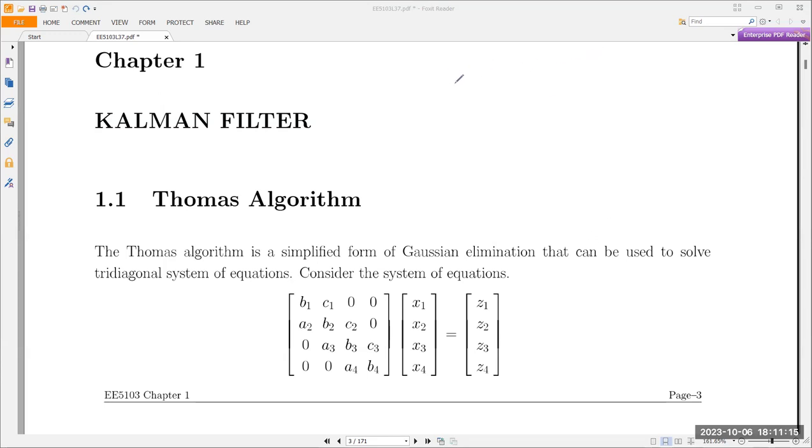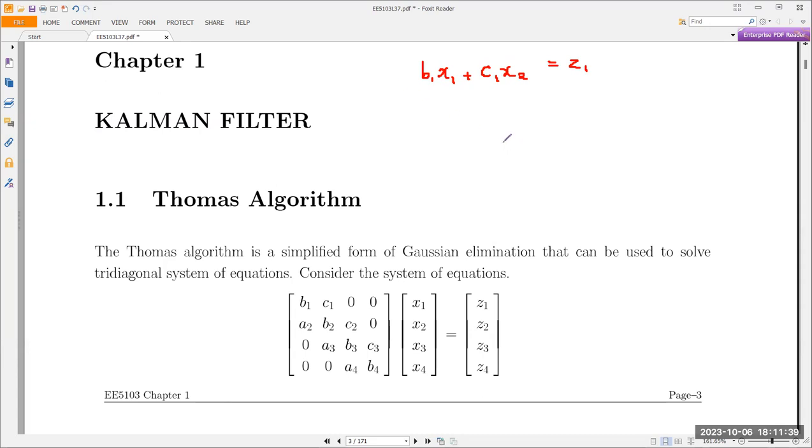It is like 4 unknowns. So here is B1 x1 plus C1 x2 equals Z1. So x1, x2 are the unknowns. The rest are known numbers that are given.